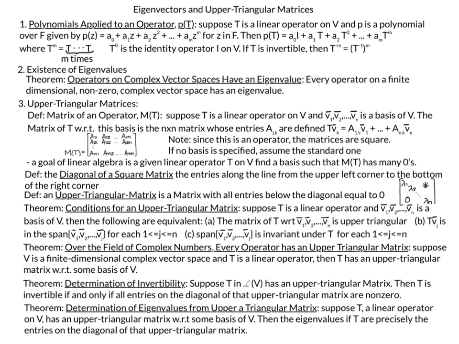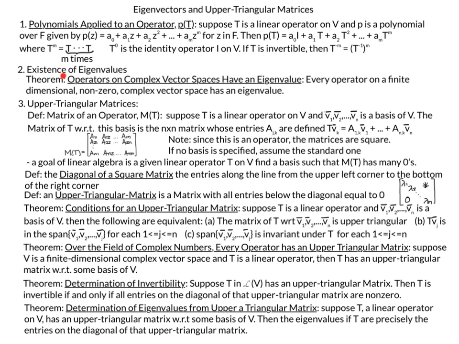Then the polynomial on T is equal to A0I plus A1T plus A2T squared up to AM T to the M, where we define T to the M as T times T times T, M times. T to the 0 is the identity operator I on V, and if T is invertible, then T to the negative M is defined as T inverse raised to the M.